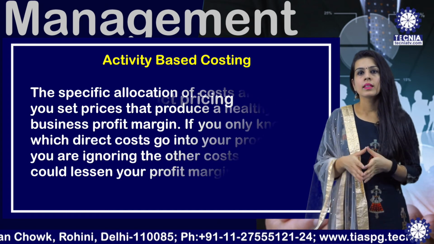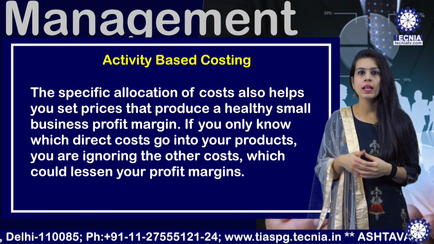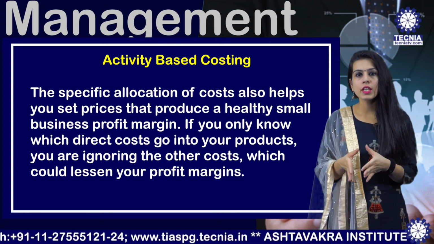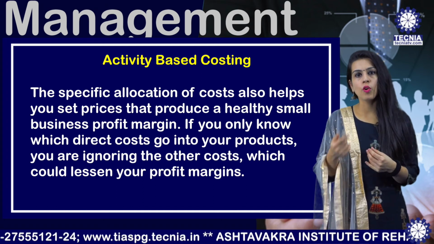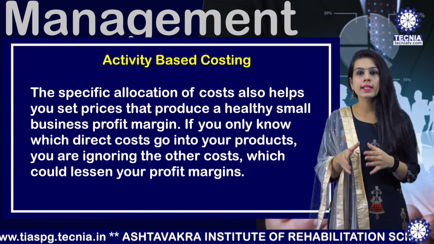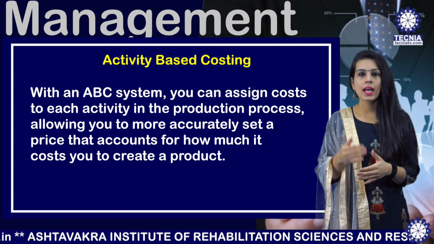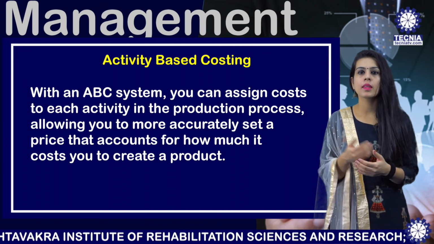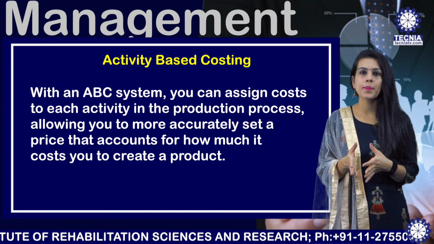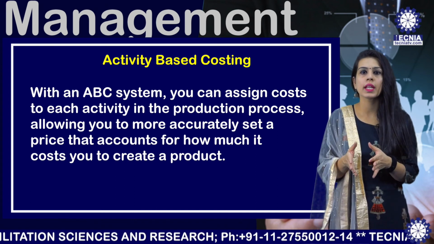Product pricing. The specific allocation of cost also helps you set prices that produce a healthy small business profit margin. If you only know which direct costs go into your products, you are ignoring the other costs, which could lessen your profit margins. With an ABC system, you can assign cost to each activity in the production process, allowing you to more accurately set a price that accounts for how much it costs you to create a product.